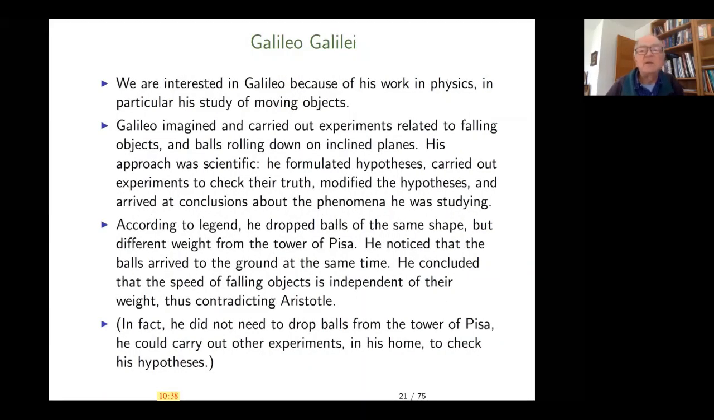We are interested in Galileo because of his work in physics. In particular, we are talking of speed, so the study of moving objects. And he imagined and carried out experiments relating to falling objects to see how fast they are falling, very much like in the video we just saw. The legend says that he actually climbed the Tower of Pisa, from where he could drop balls of different weights and see how fast they reached the ground, and notice that the balls were falling at the same rate. It's not clear that he really did this, but definitely he did experiments with balls rolling down on inclined planes, and made very precise observations of their speed.